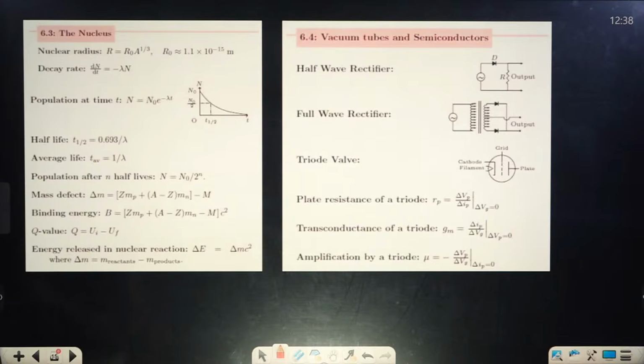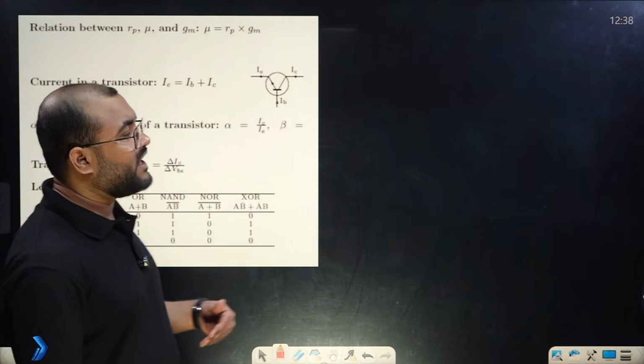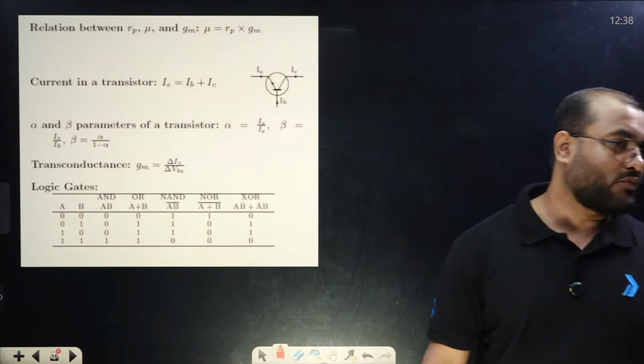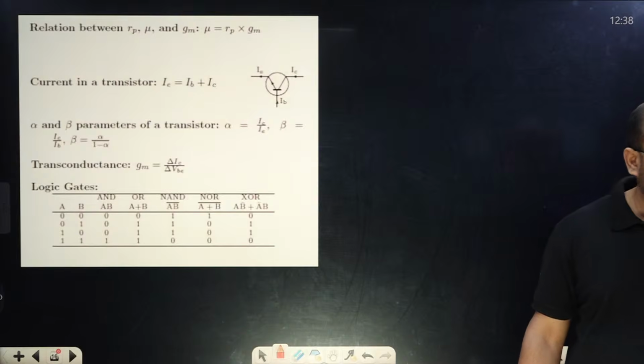Please do not expect much complex formula questions. It will be straightforward. But what I will be requesting is, because in the previous trends we have found that the questions related to the semiconductor part are from these two types only.